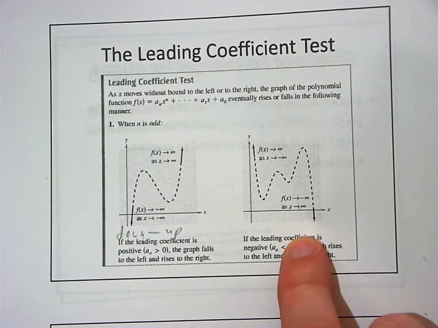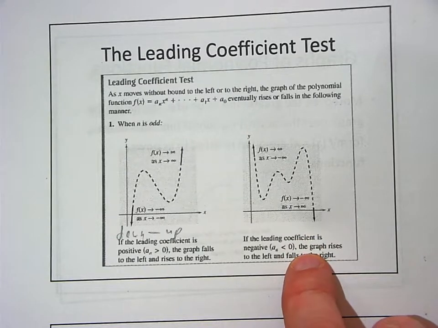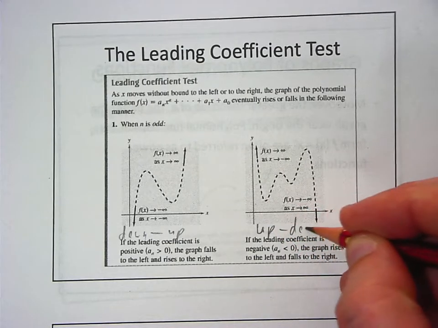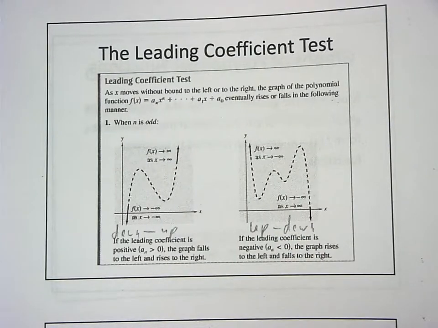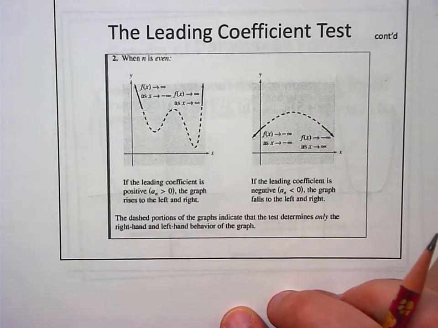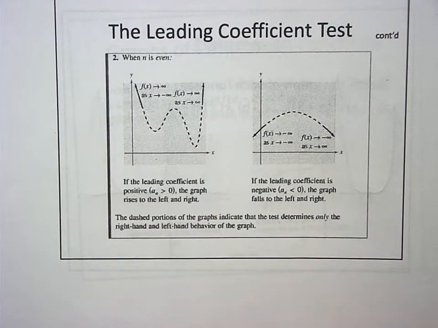So if that one's down up, what would this one be when A is negative? Yeah, up, down, or rises to the left, falls to the right. Now, when I go to one that's an even power and make the leading coefficient positive, what's that one's end behavior going to be? So if it's x to the 4th, x to the 6th, x to the 8th, and the leading coefficient is positive. Yeah, up and up. And then if it's negative, down and down. So it looks like that.